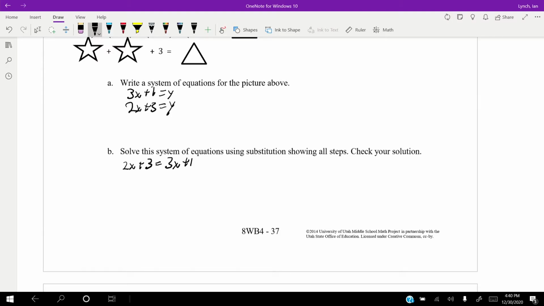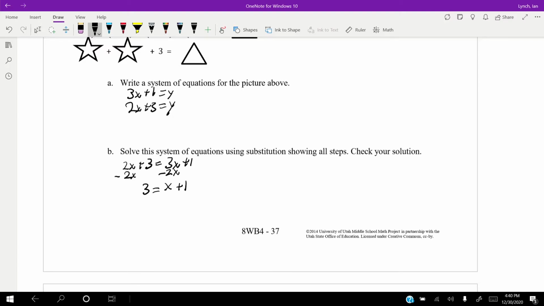Step 1, distribute. Can we distribute here? No, there's nothing to distribute. Step 2 is we're going to combine our like terms. Well, we can't do that either because we don't have anything that's on the same side. Step 3 is to move our variable. And which variable are we going to move, guys? You got it right. We're going to move the 2x because it's smaller. So then we get 3 is equal to x plus 1.